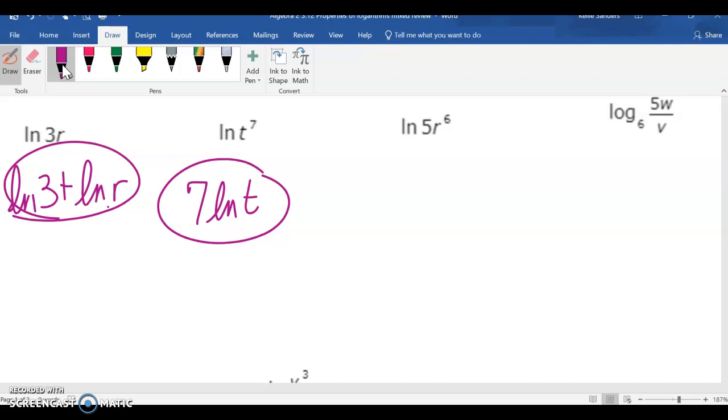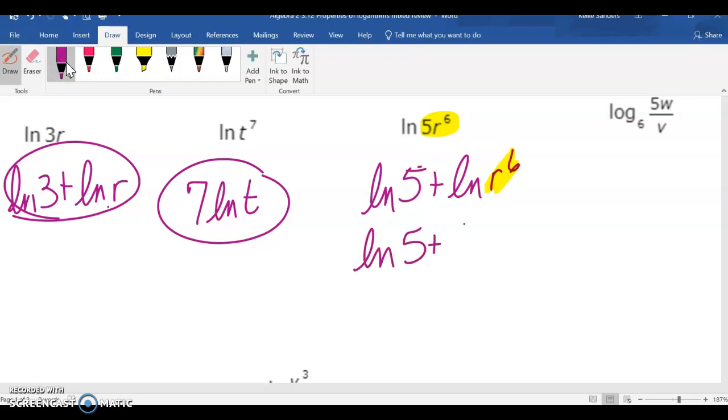Okay, this is a little bit more. What is happening right here? The 5 and r to the 6 are being multiplied. So the first step is to separate them with the plus sign. But the r to the 6 has an exponent. So the 6 is going to go in front of the natural log on that one.